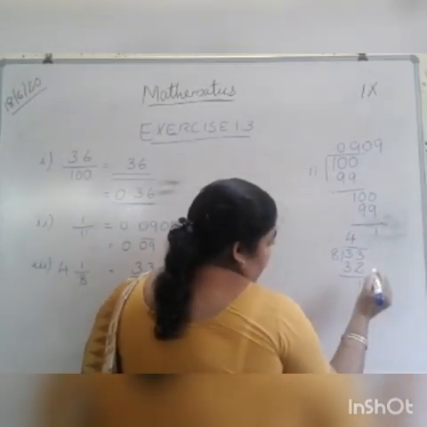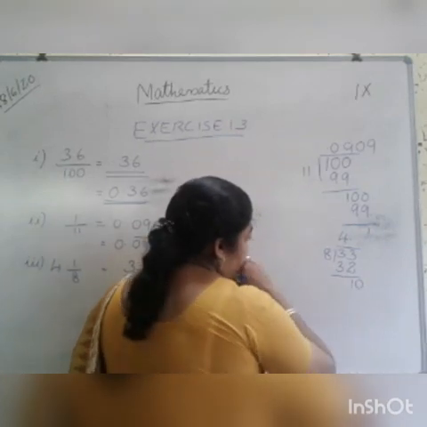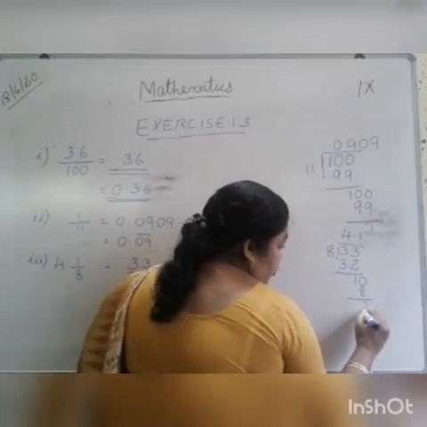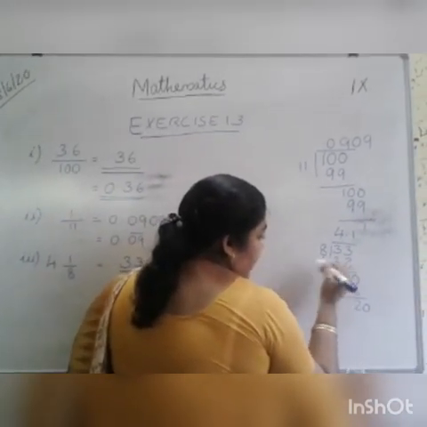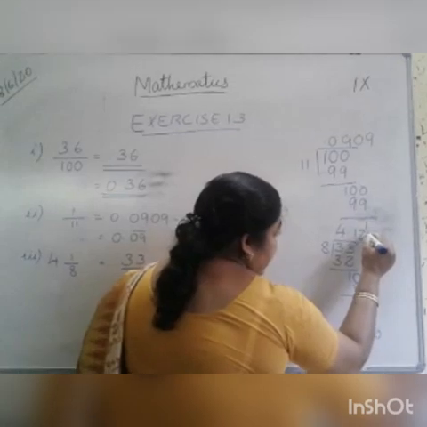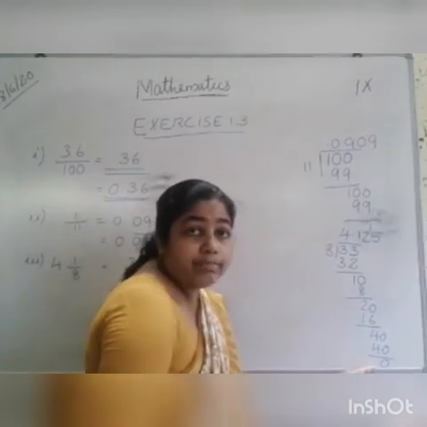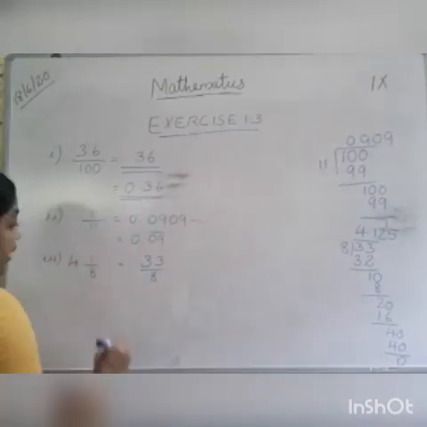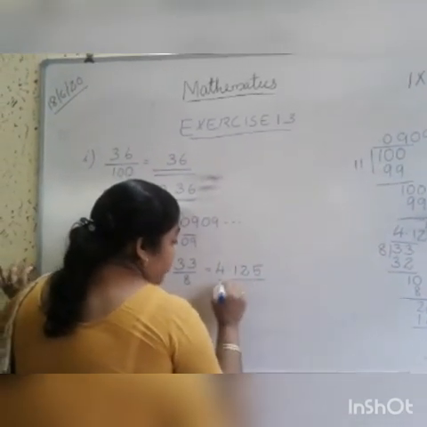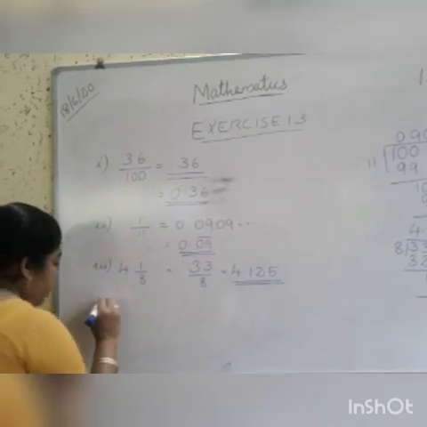Then 1. There are no more digits, so give the decimal sign and put 1 0. In 10, how many 8s are there? 1. 1 8 is 8. Then 2, 20. In 20, how many 8s are there? 2. 8 2s are 16. Then 4. In 40, how many 8s are there? 5. 5 8s are 40. The division is ending. The remainder becomes 0. So this is also terminating. That is equal to 4.125. This division is terminating. So this is a rational number. Now question number 4.